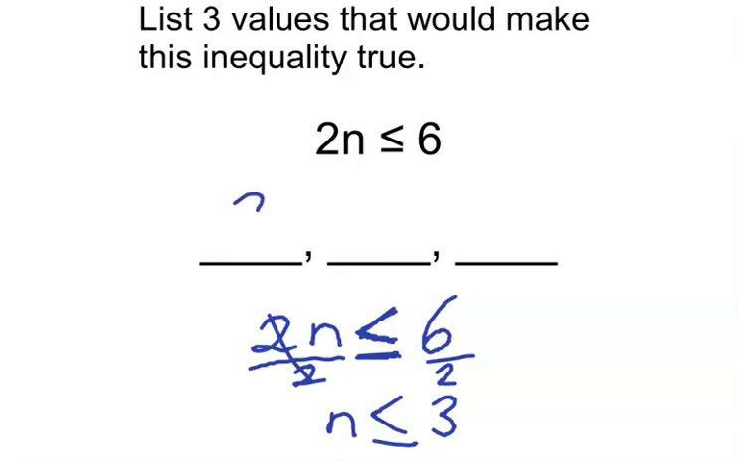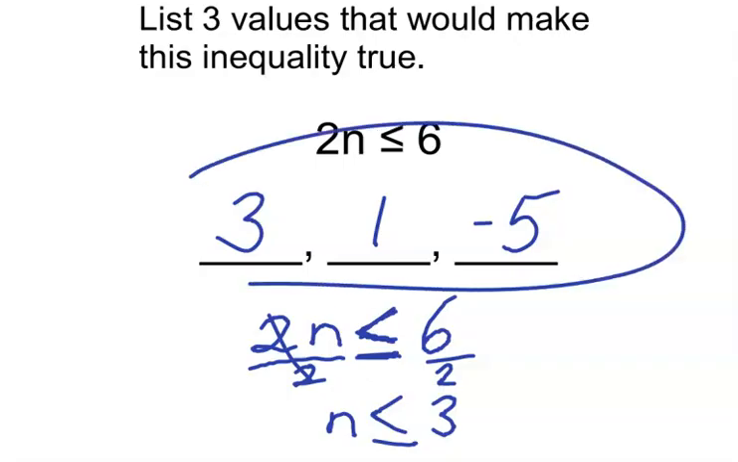So we can include 3, and then any other number has to be less than 3. So it could be 2, it could be 1, it could be 0, it could be -5. Basically any number that is equal to or less than 3 can go on that line right there.